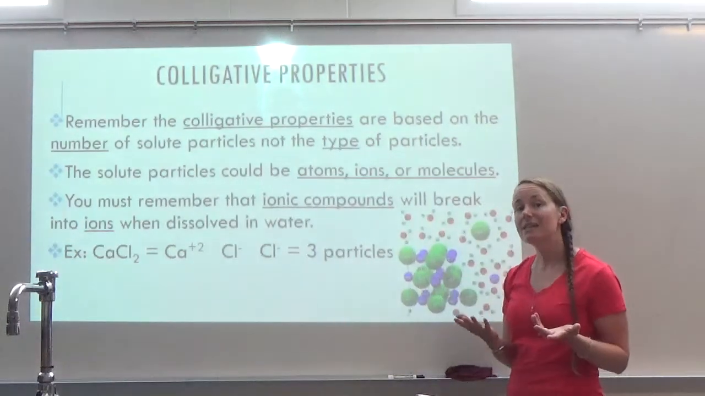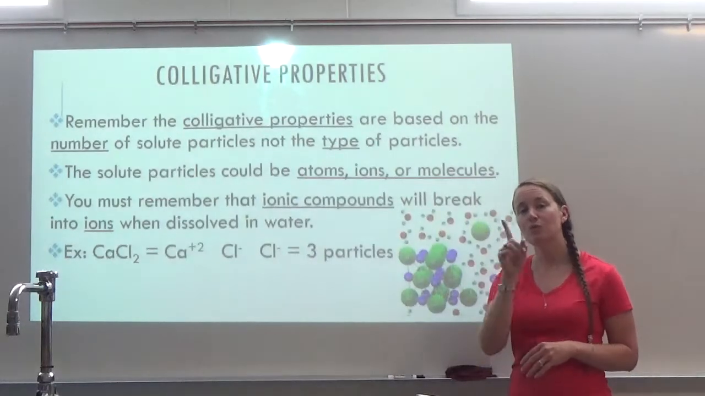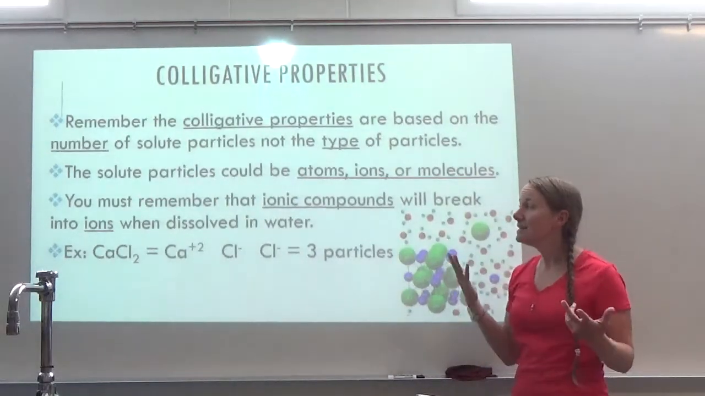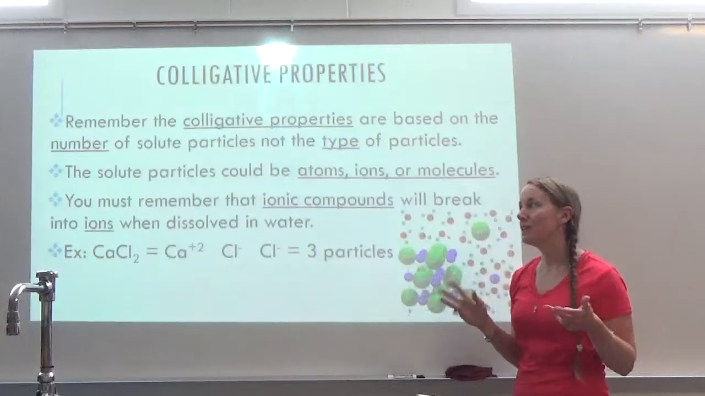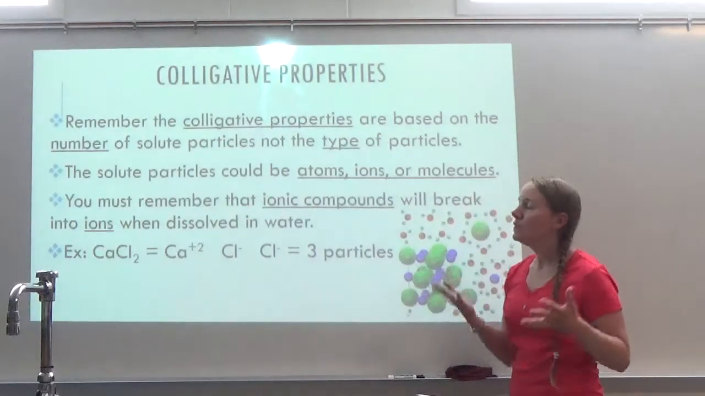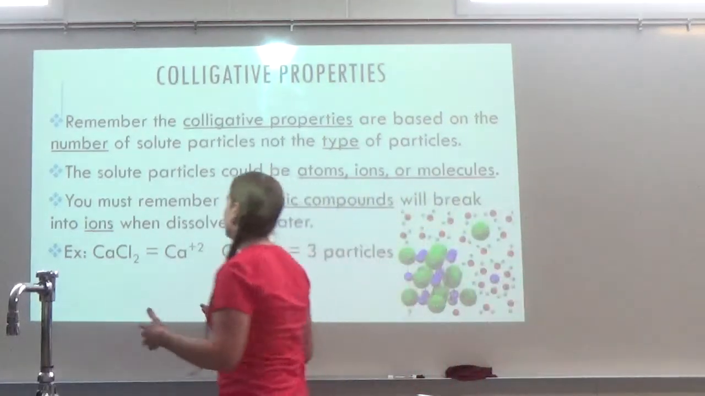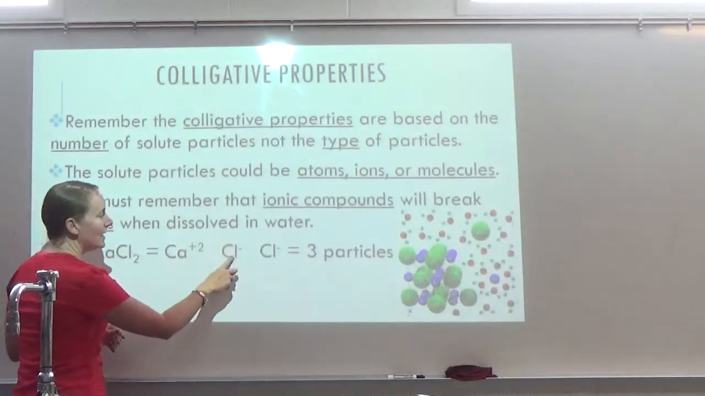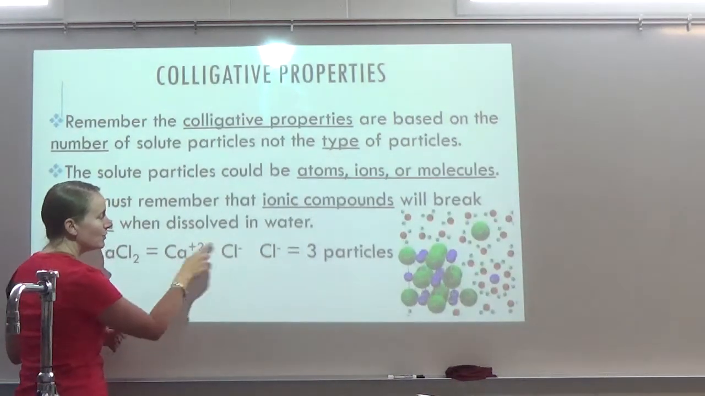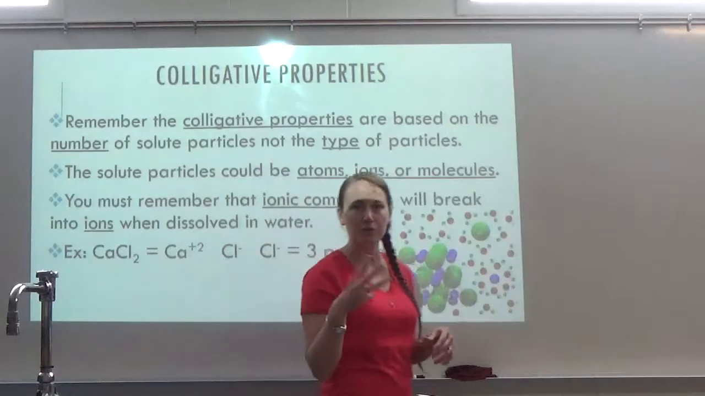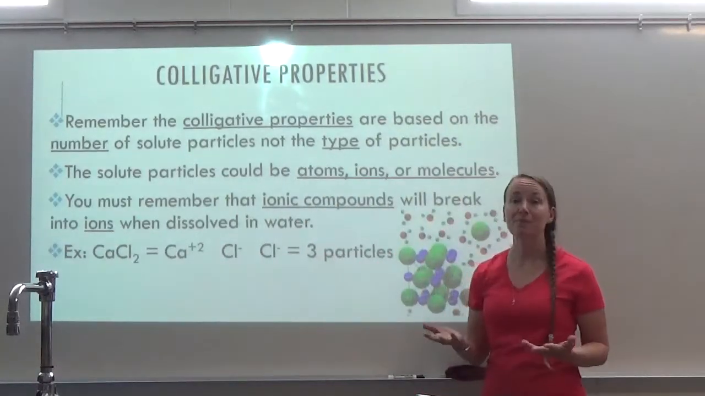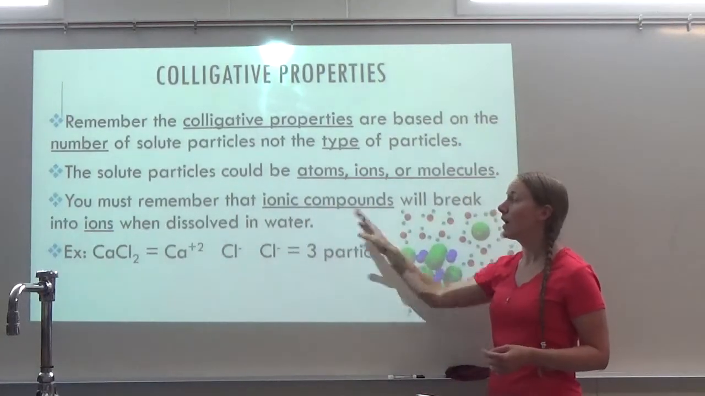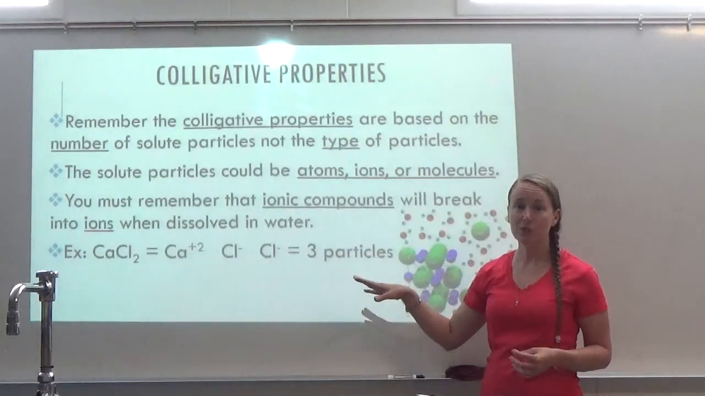So like if I said CaCl2, a lot of you think that's one particle. Well, it is in its solid form. I mean, it's a formula unit. But when you dissolve it in water, it's going to break into a calcium ion and 2 chloride ions. So you actually end up with 3 particles when we're trying to determine what's happening with colligative properties. Okay, so for ionic compounds, you got to be real careful to check on that.